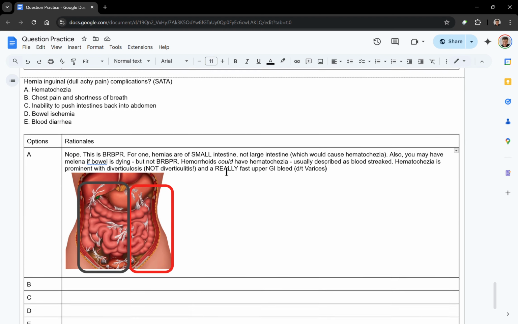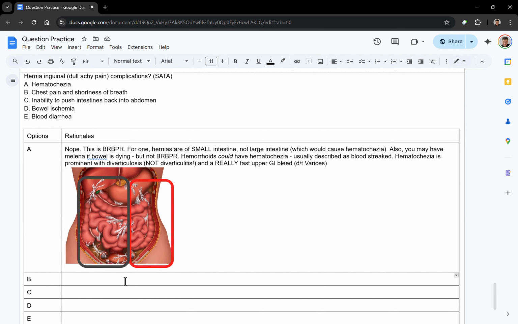What was B? Chest pain and shortness of breath. It's a nope, right? This would be for an advanced, stage 3, 4, whatever, hiatal hernia, not an abdominal or inguinal hernia. And then C, inability to push intestines back into abdomen. That's a yes, that's correct. Because why? This indicates it's one of two things: it's either incarcerated or strangulation. Okay, and then which are complications, right?